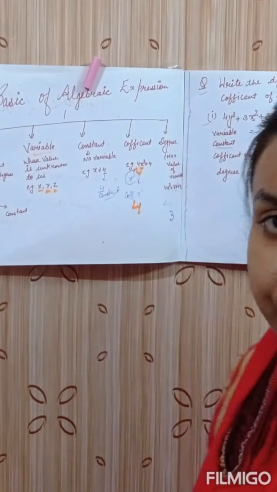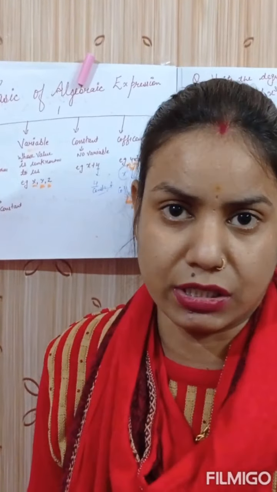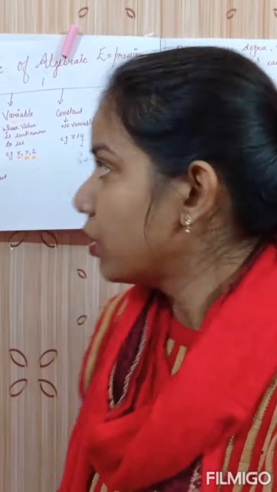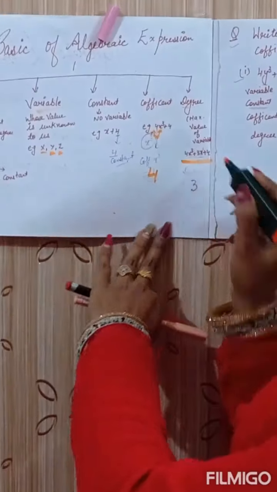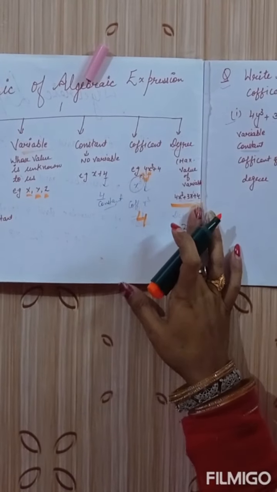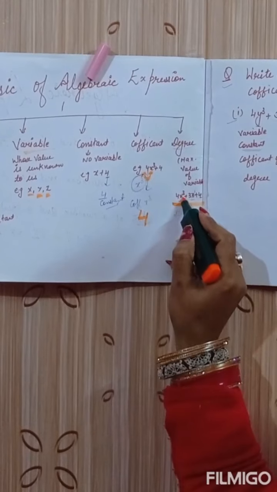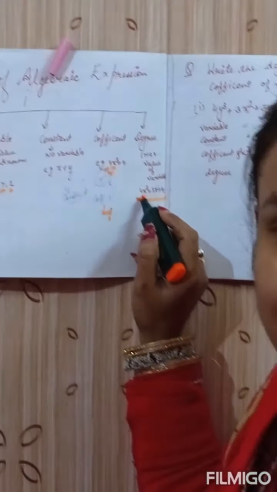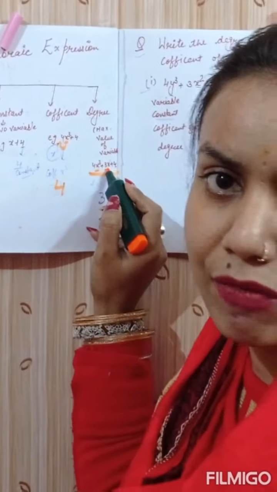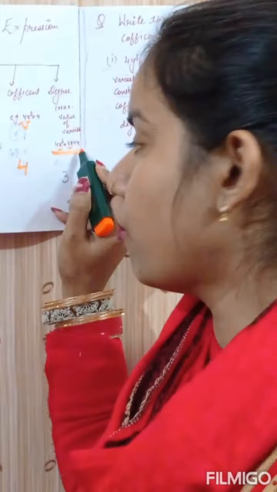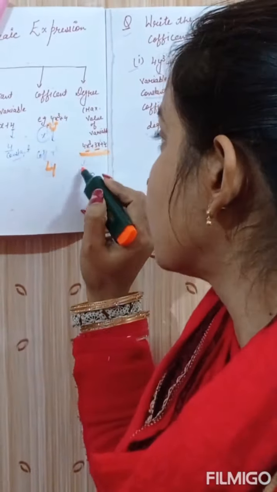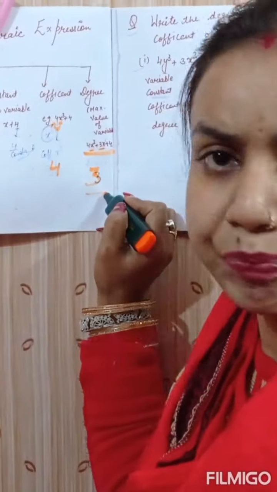The next term is degree. Degree is the maximum power of a variable in an expression. We can describe it with this example: 4x cube plus 3x plus 4. Here the variable x has a power of 3, and in 3x the variable x has a power of 1, and then 4 is a constant. So the maximum power of x is 3. So here the degree is 3.